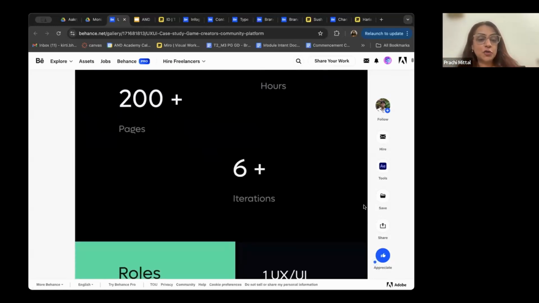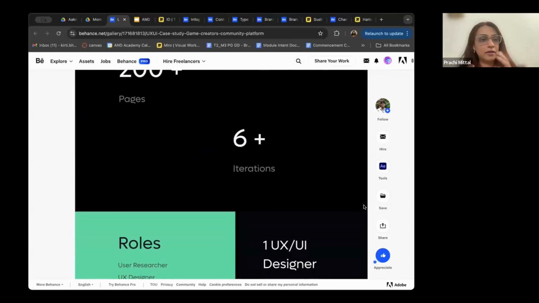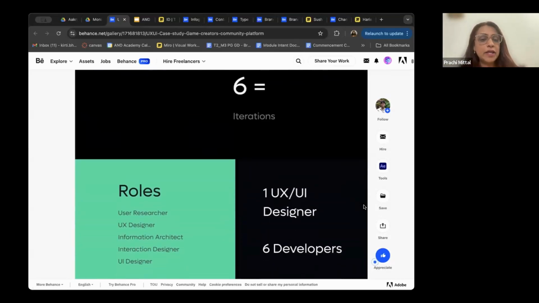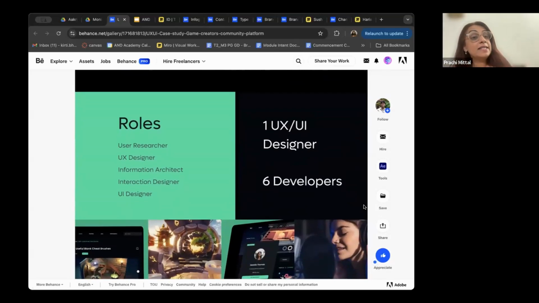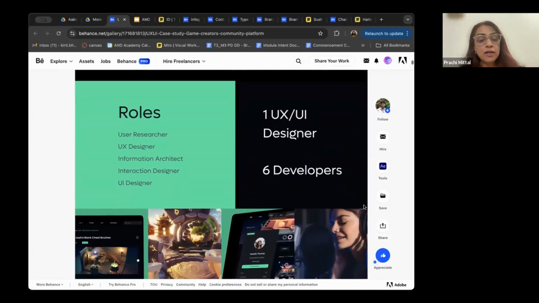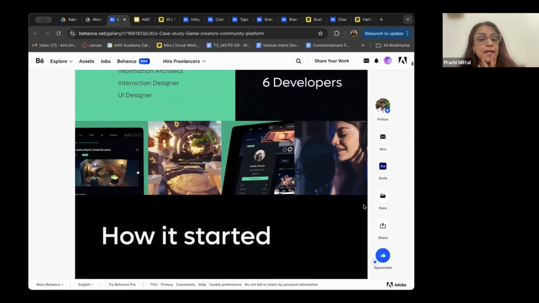This is what he finally did. He worked for 250 hours, created 200 pages, and did about 6 iterations. Iterations are revisions to the design that he was doing. And this is one UX UI designer working with 6 developers. Developers are people who will code the design, right? Let's scroll and we'll see his process.